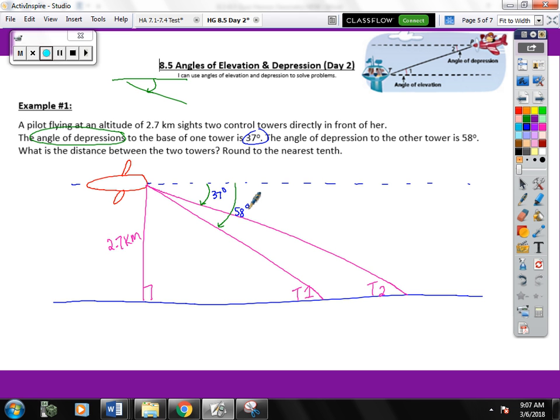Now, we need to copy those angles down into their alternate interior angle spots so that we then have them inside of the triangle. So if this is 37, we just have to travel down the transversal and put our 37 degrees down here by tower 2. The 58 is this big angle which touches this transversal, so we'll travel down its transversal and put our 58 here.